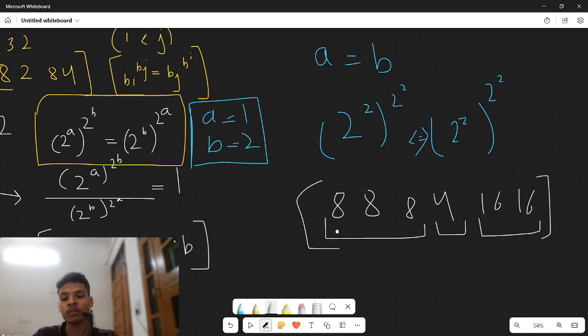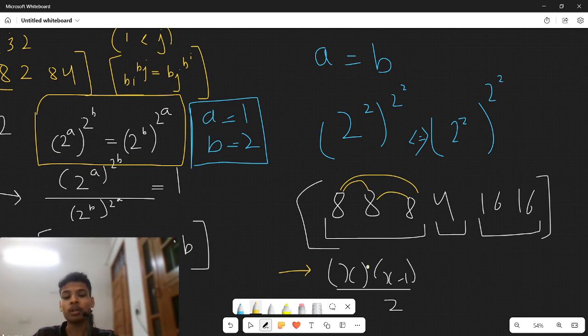Let the frequency of 8 be equal to x, then my number of pairs will be x into x minus 1 divided by 2. This is a simple permutation combination, but you can see this can make a pair with this, and this can make a pair with this only, and this will never make a pair with anyone else. So the number of pairs would be x into x minus 1 by 2, where x is the frequency of that number. So I will simply find the frequency of all the numbers and add x into x minus 1 by 2, where x is the frequency of the current number, and I will add this to my answer.